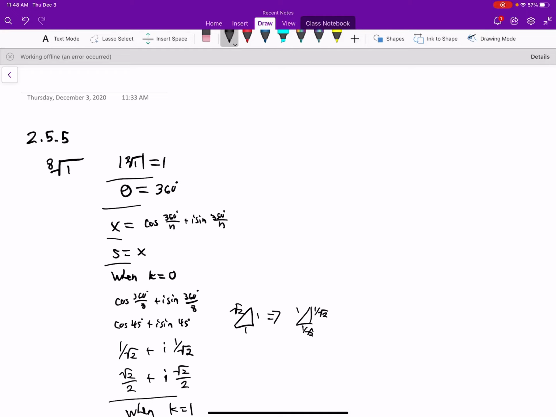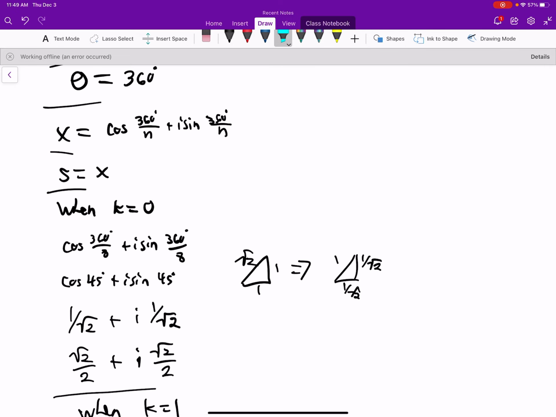All right, 2.5.5. It wants all the elements, so I just did the page 20, proposition 2.7 protocol, the standard way I usually do it, with finding the magnitude, then the angle, then the x, then the s value. Here, the s value is equal to the x value, so it makes it easier, and then also the magnitude is 1, which makes it even easier.